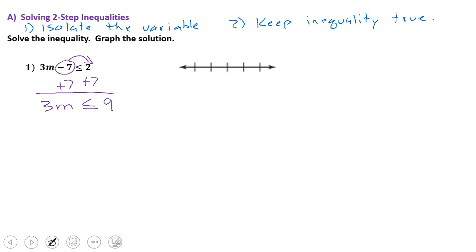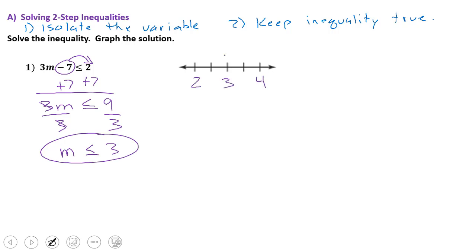And then we are going to divide by 3. Case 1 says anytime you multiply or divide each side of an inequality by a positive number, the inequality remains true. So m is less than or equal to 3. Now we're going to graph. Our target number is 3, the number greater is 4, and the number less is 2. We need a closed circle to indicate that our target number is included. Since the variable is on the left, we put our arrow to the left, indicating that all those numbers to the left of 3 are in the solution set.